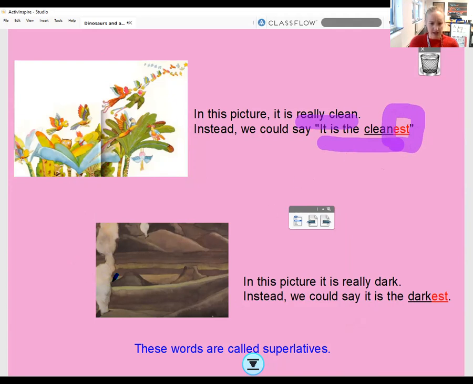So let's look at this next picture now. So in this picture, it is really dark. So instead of saying it is really dark, I can add est onto the end and I can say it is the darkest. Okay, so these words are superlatives when it is the most or the greatest of something. So if it's really clean, really dark, really messy, really filthy, we call those superlatives. And we add the suffix est onto the end.